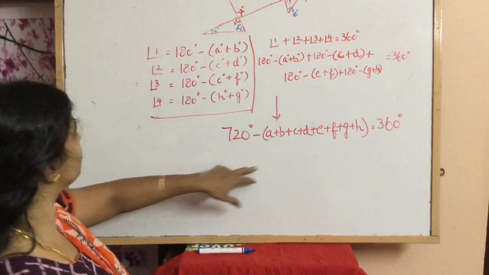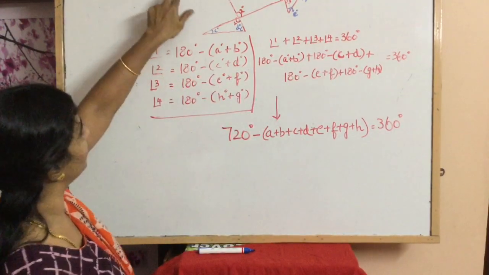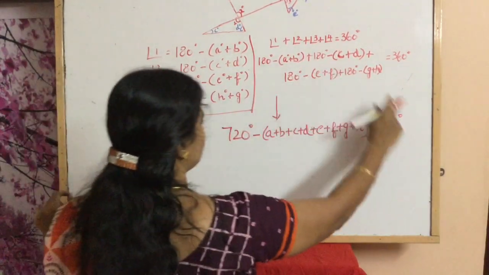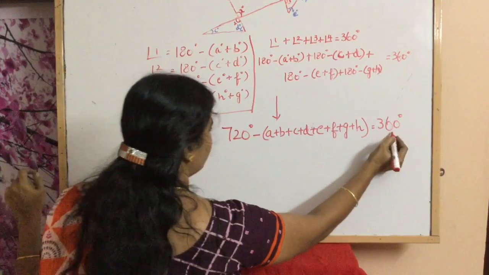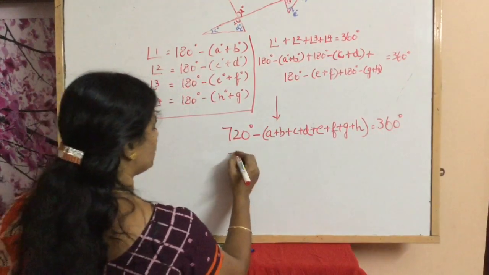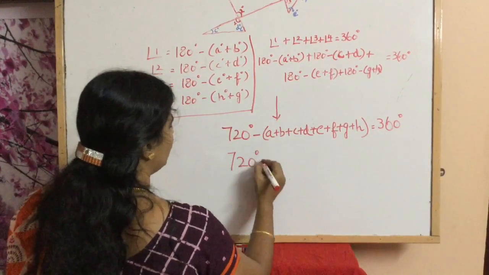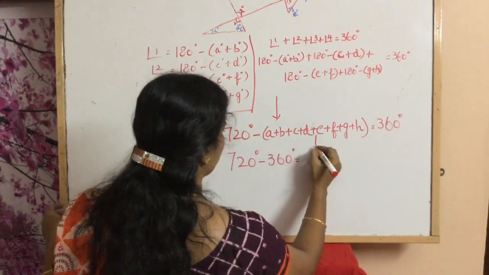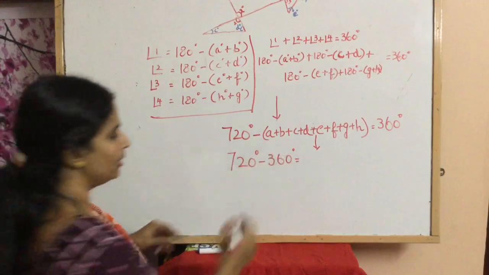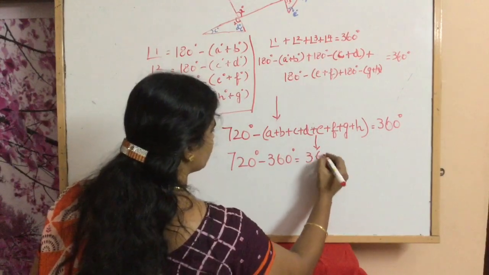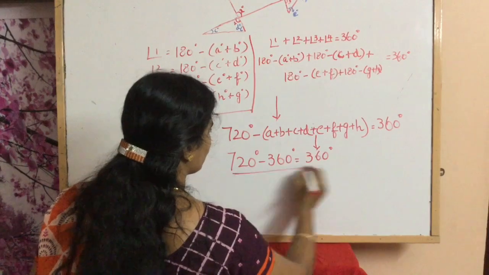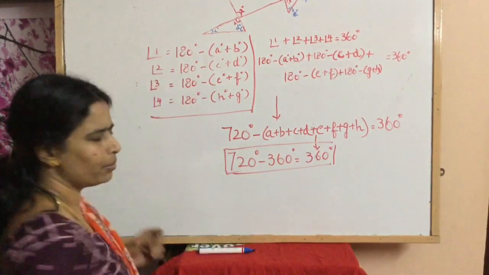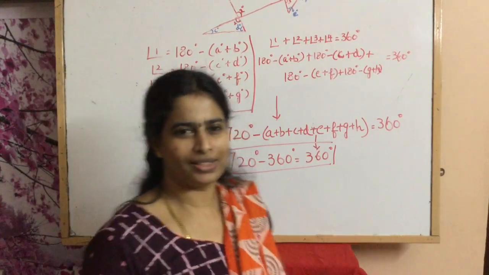Our question is to find the sum of the angles, and this is what we want to arrive at. So when we take this term to this side and bring 360 degrees to the other side, we arrive at 720 minus 360 will be equal to the sum of the angles, and that is equal to 360 degrees. So this is the easiest way of deriving this equation.